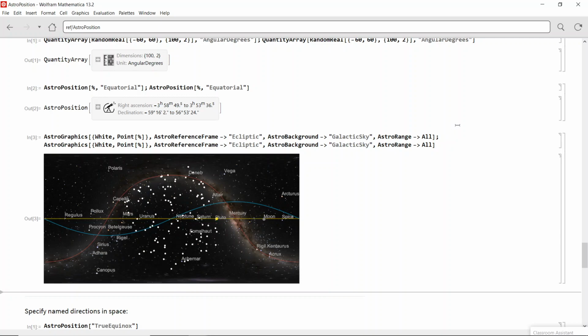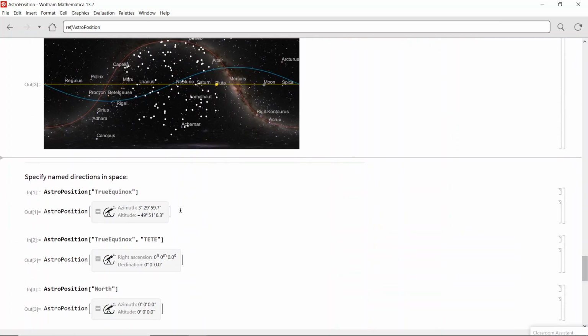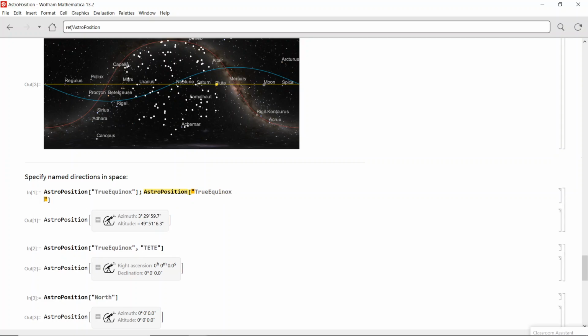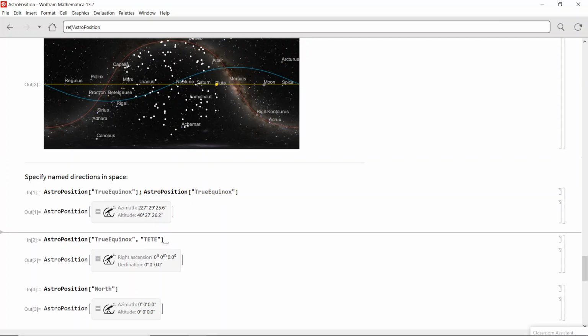So there's Regulus, Rolex, specify named directions in space. AstroPosition, true, equinox, true 70 degrees, 40 degrees. AstroPosition, true, equinox, TETE.